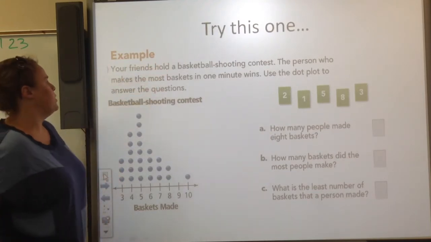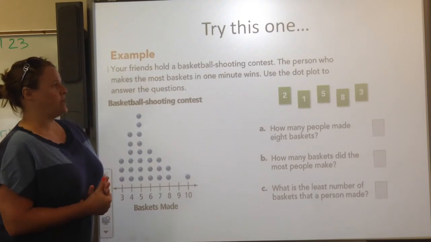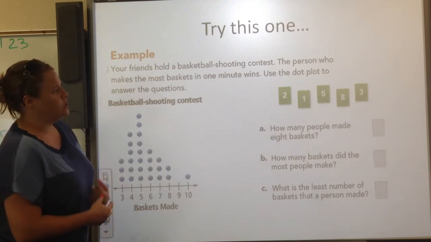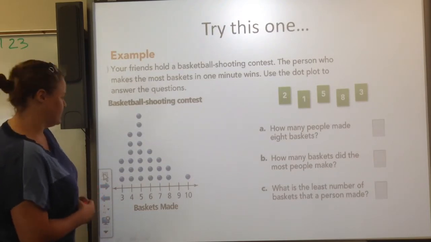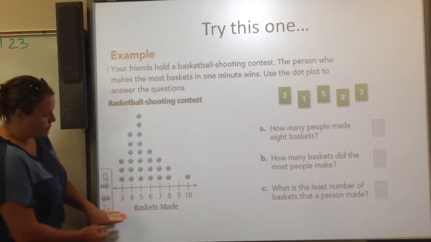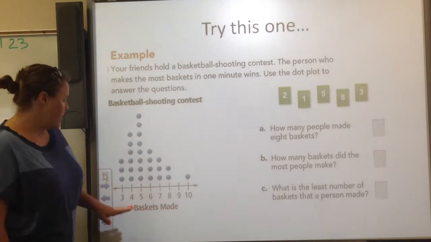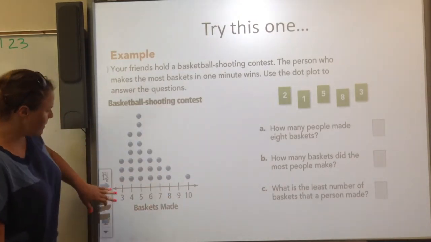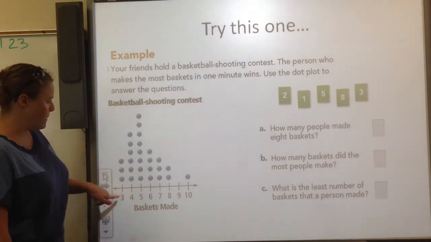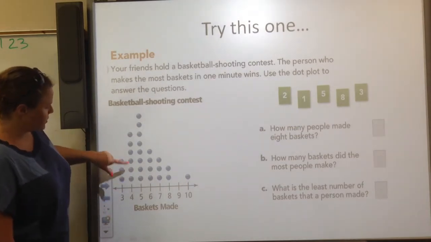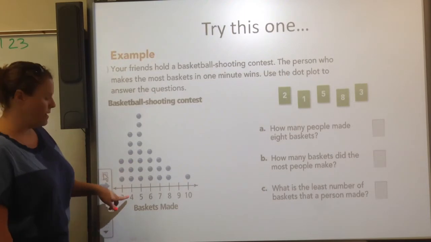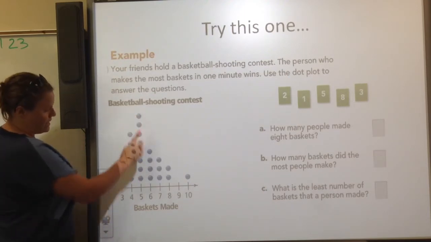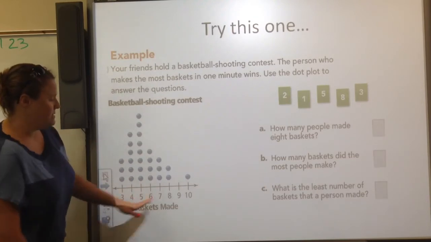So this is an example. Your friend holds a basketball shooting contest. The person who makes the most baskets in 1 minute wins. Use the dot plot to answer the questions. So on this one, we have baskets made as our title. Then we have a number line, 3, 4, 5, 6, 7, 8, 9, 10. This shows that 3 people made 3 baskets. 1, 2, 3, 4, 5, 6 people made 4 baskets. 1, 2, 3, 4, 5, 6, 7, 8 people made 5 baskets, and so on.